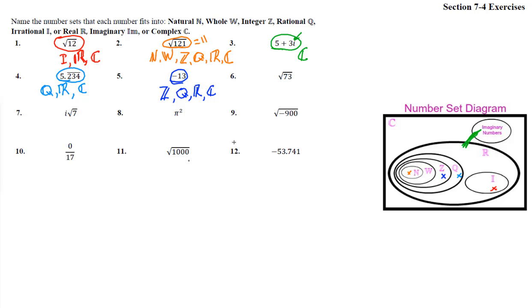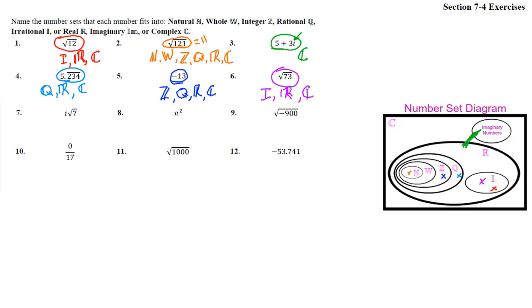Okay, next one, number 6, square root of 73. Square root of 73 is a square root that does not come out nice, so that is irrational. So that's going to be the irrationals, which is inside the reals, which is inside the complex.